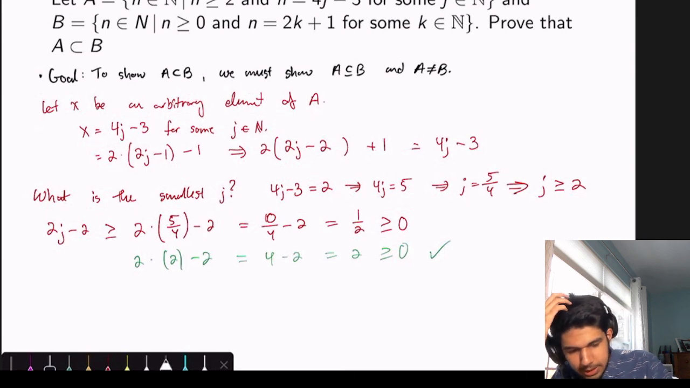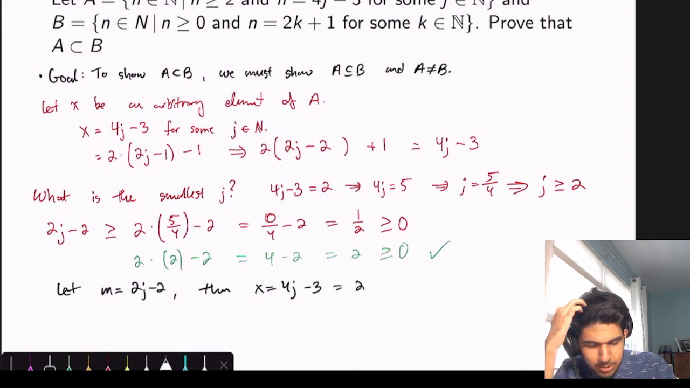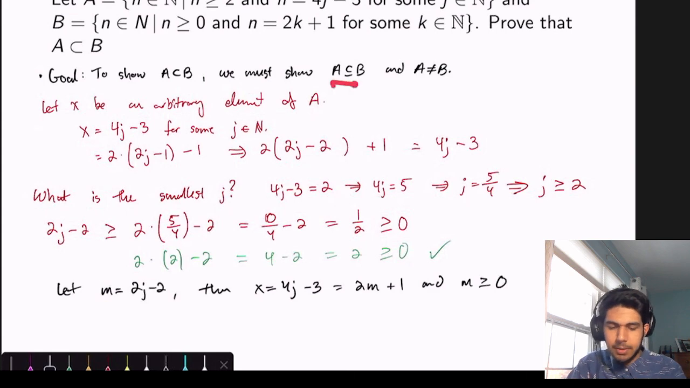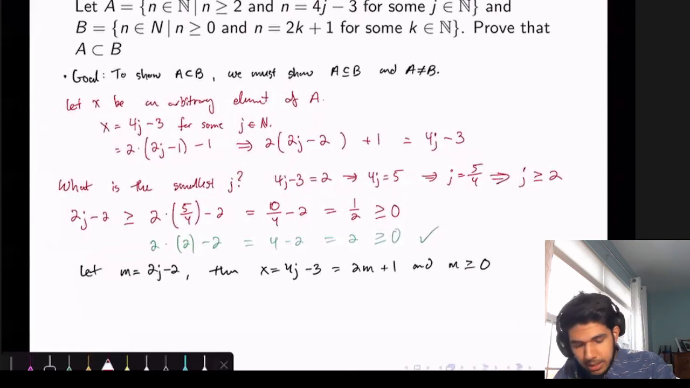More formally, we can write let m equal 2j minus 2, then x is equal to 4j minus 3, which is equal to 2m plus 1, and m is greater than or equal to 0. So that's shown the first part here, that A is a subset of B. Now we just need to show that they're not equal to each other. And the way to do that is, as we did previously, find an element in one set that's not within the other. So let's think about what elements are within A.